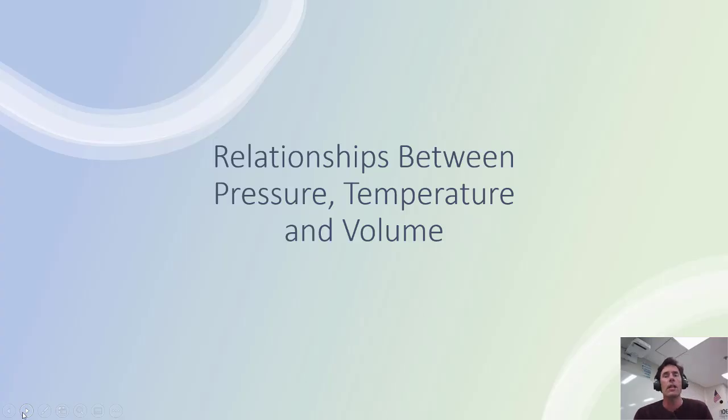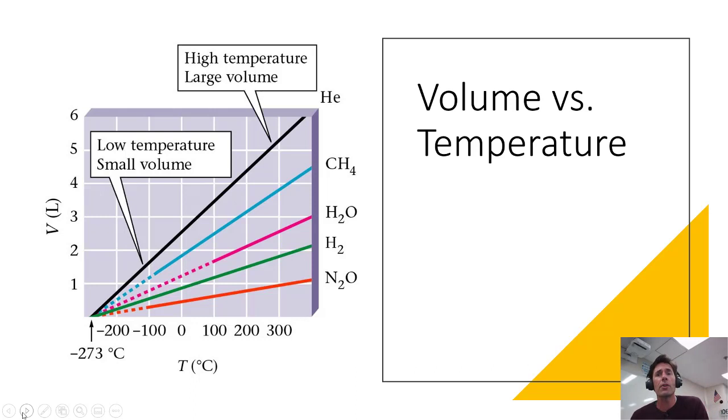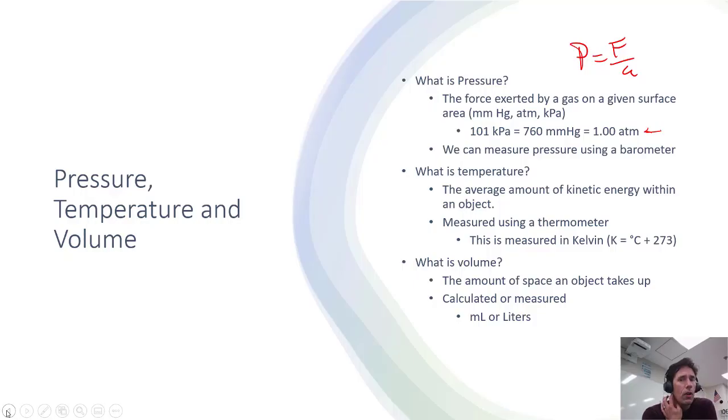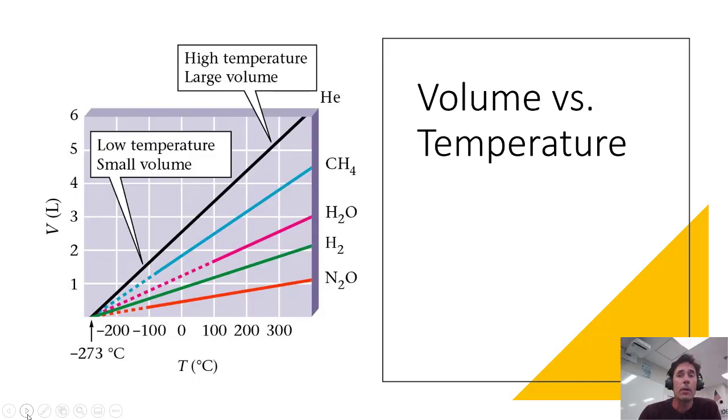Okay, so let's talk about the relationship between pressure, temperature, and volume because they are interrelated with each other. The first one we're going to talk about is volume and temperature. I need to go back here just for a second. I do want to tell you that in order to solve for Kelvin, you take degrees Celsius and you add 273 to it. The reason we do 273 is it's not just a random number that came about. It was actually done by looking at the volume and temperature relationship.